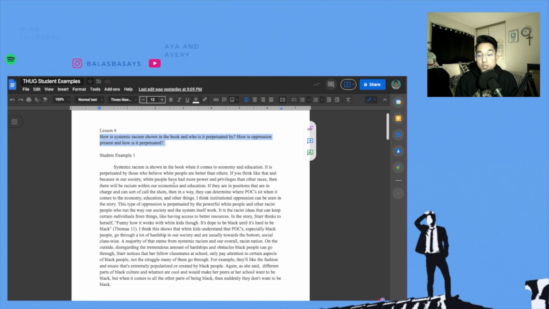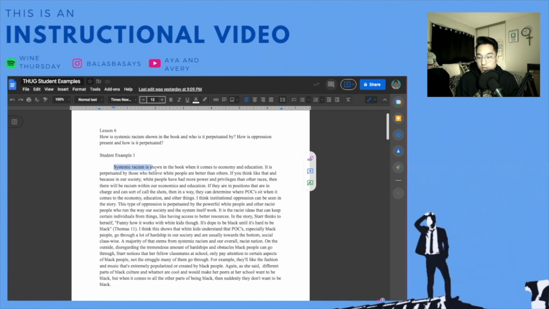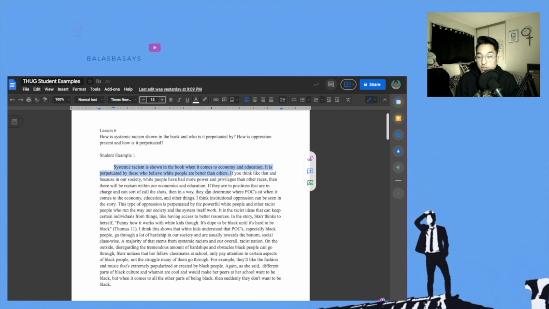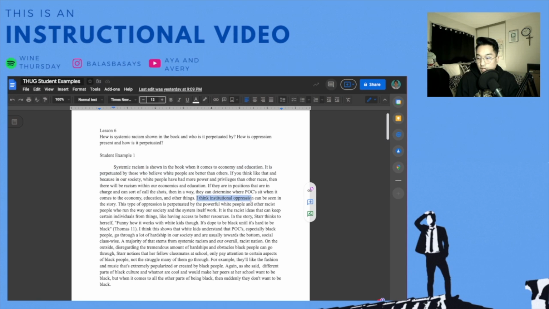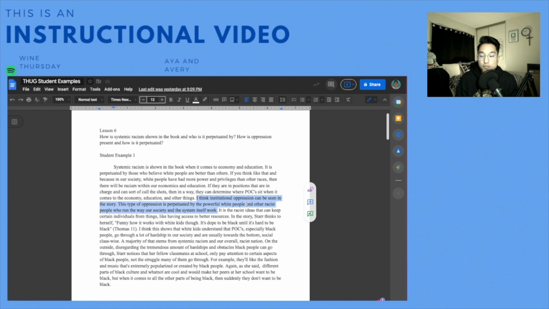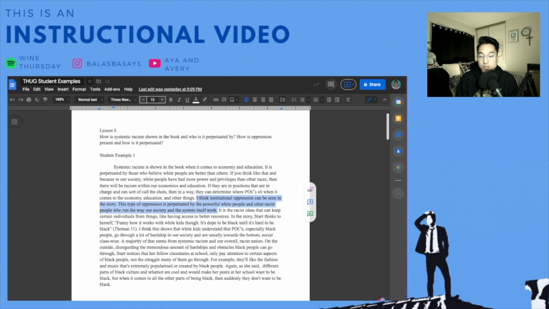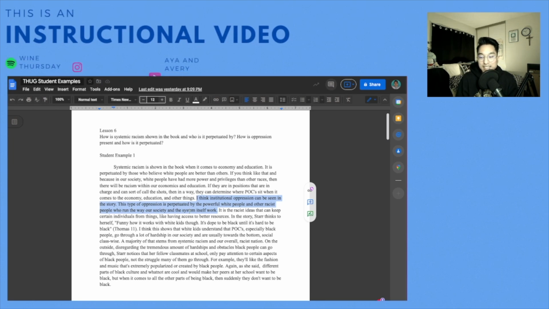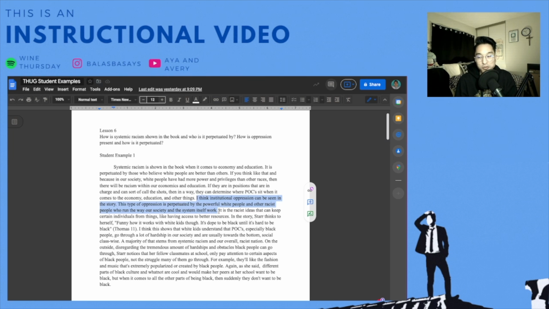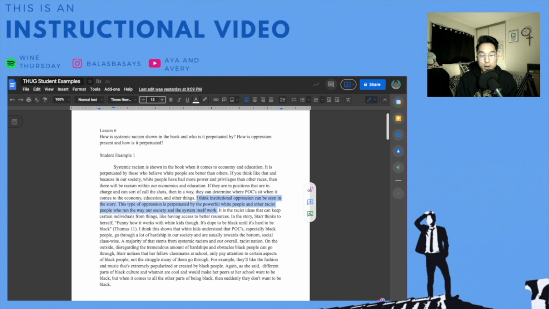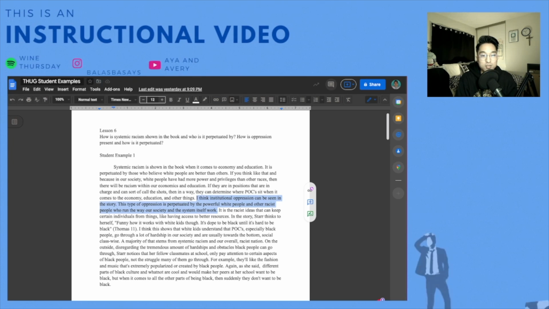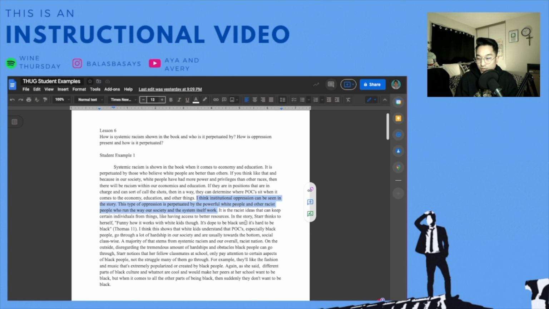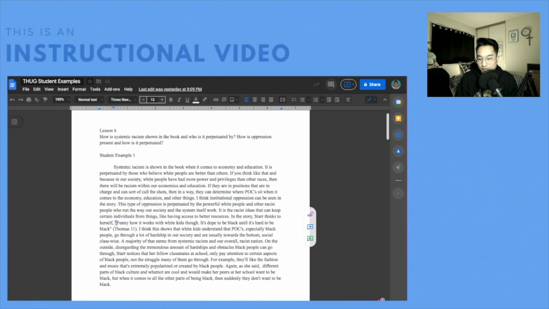So we kind of see where the student addresses systemic racism right at the beginning, and they also address institutional oppression a couple sentences down, maybe half a paragraph later, where they explain how they can see institutional oppression perpetuated by powerful white people and other racist people who run the way our society and the system itself work. But again, it's not until about a paragraph's worth of words or sentences that they ever present their analysis, which follows about 2 sentences after, I believe, right over here.